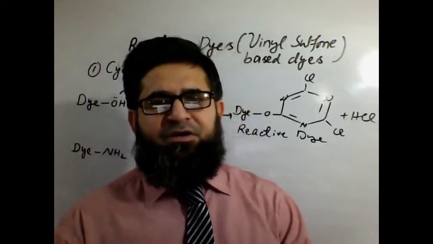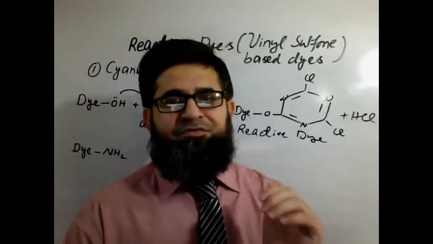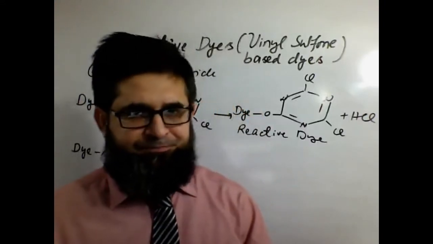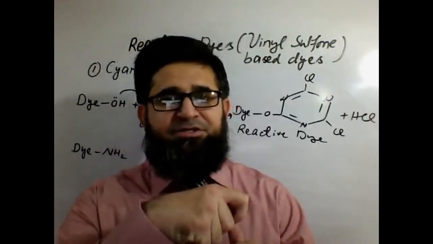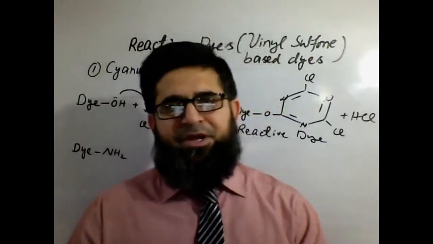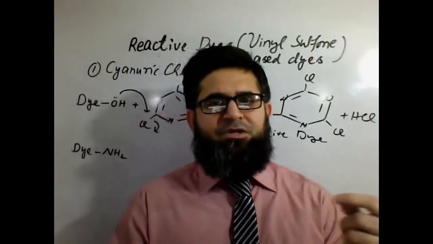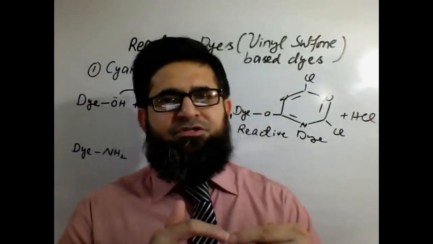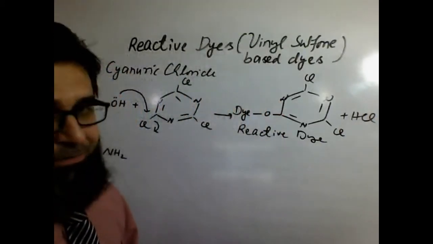Reactive dyes in fact are those dyes which make permanent bonds with the surface of the fabric. Permanent bond means they develop a covalent bond, meaning one of the functionalities on the dye reacts with the hydroxyl group present on the cellulosic fiber, and the reaction results in the formation of a permanent bond between the dye and the hydroxyl groups of the cellulosic fiber. So this is how the reactive dyes react with the surface and get fixed permanently.